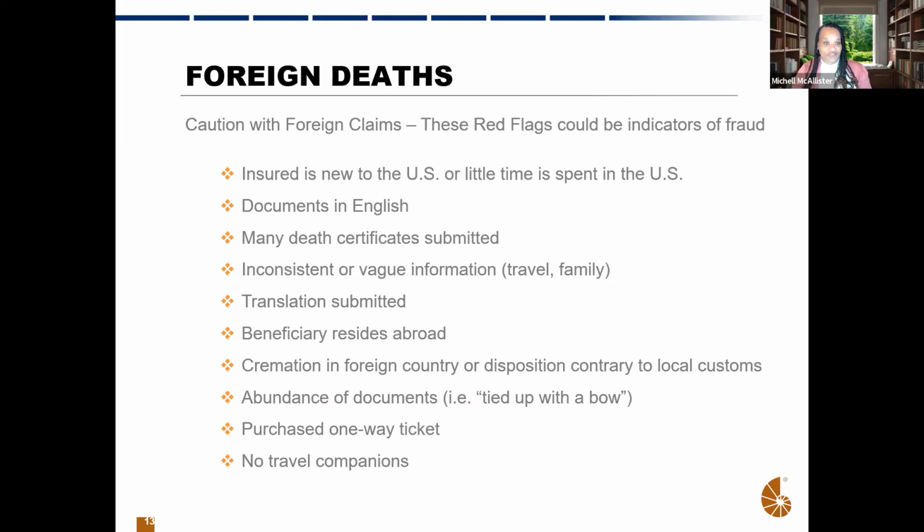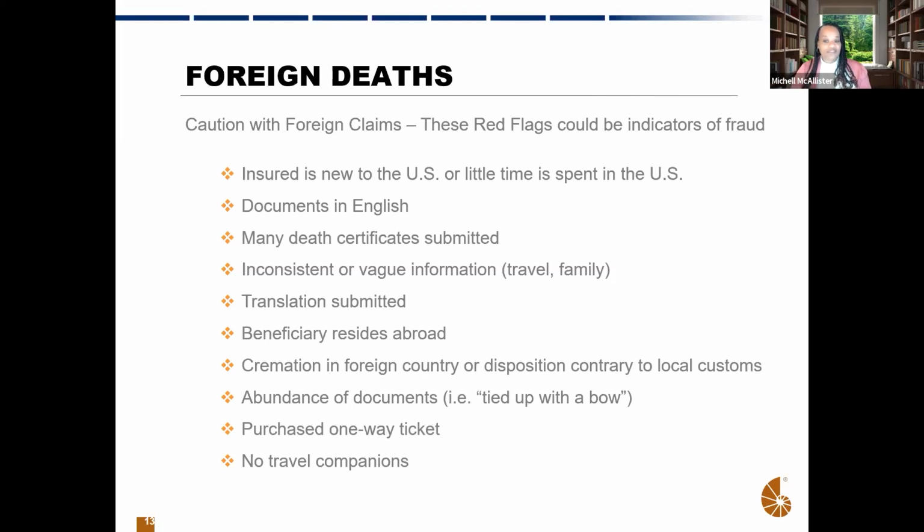If your beneficiary resides abroad, that's an indication that this could definitely be a synthetic identity that someone has just made up on some person, because it's very difficult for us to verify that beneficiary's identity, let alone the insured, and that the insured has passed away.